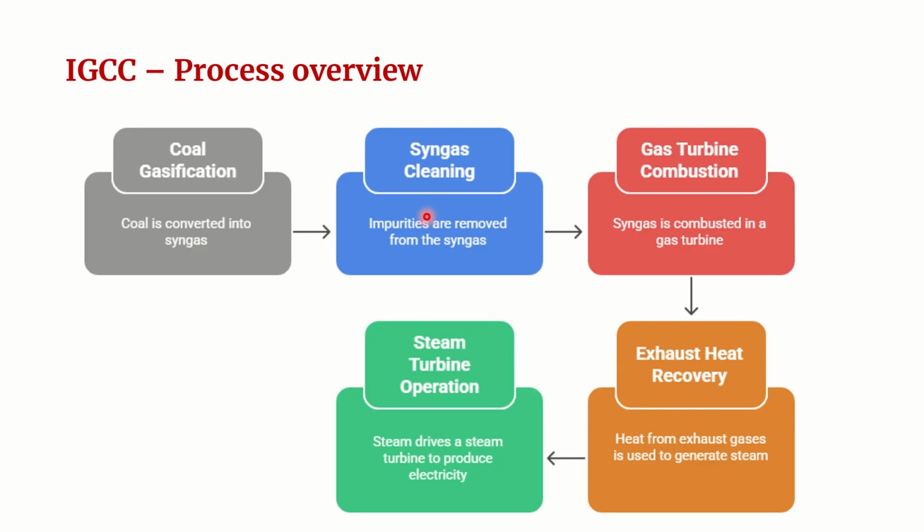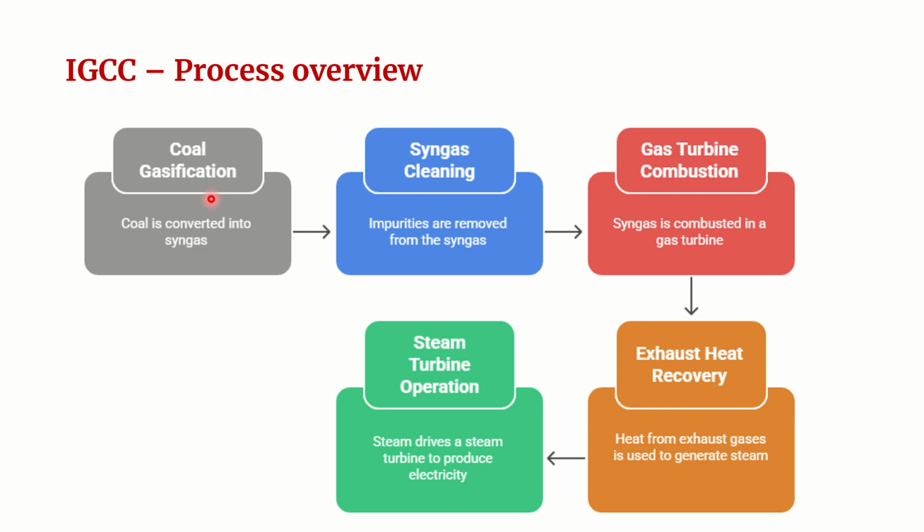So the process overview. Step by step, let us see coal gasification. In this, coal is fed into a gasifier where it reacts with a controlled amount of oxygen and steam at high temperature and pressure. The temperature is around 1200 to 1600 degrees Celsius, and the pressure is around 25 to 70 bar. This process, known as partial oxidation, does not involve full combustion.